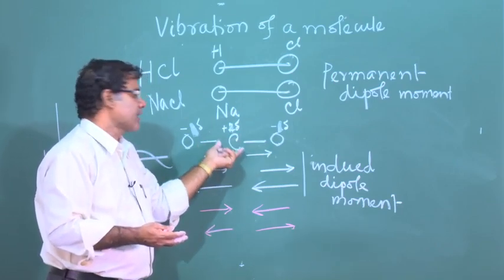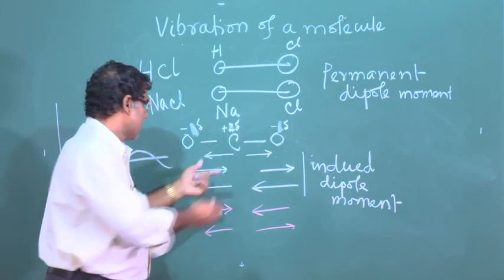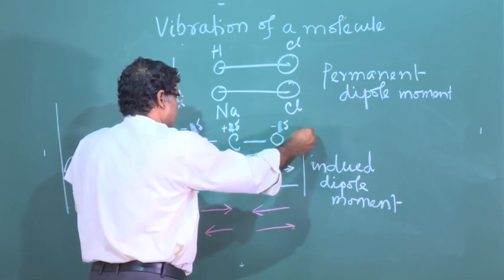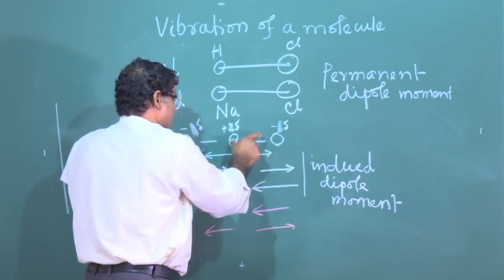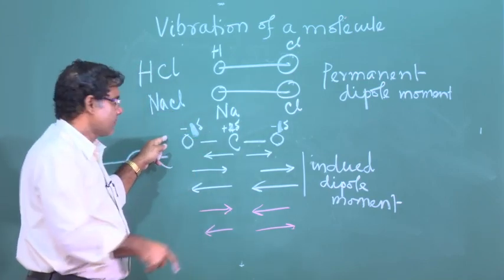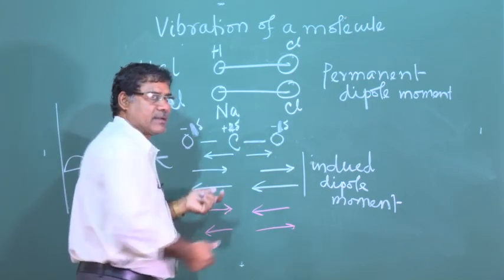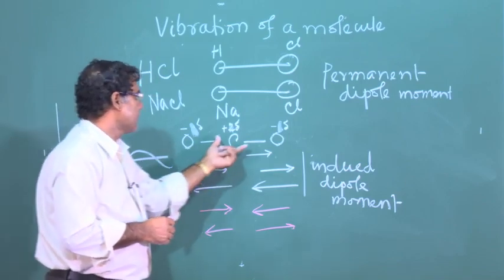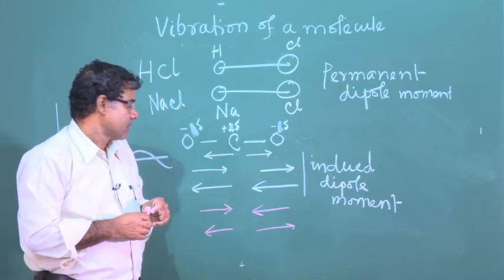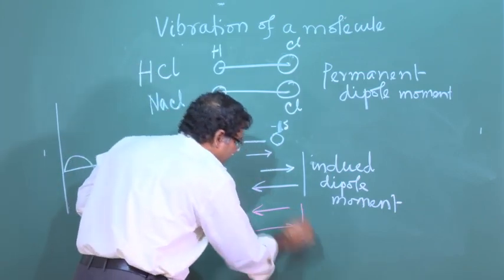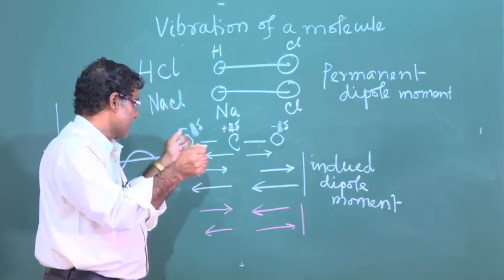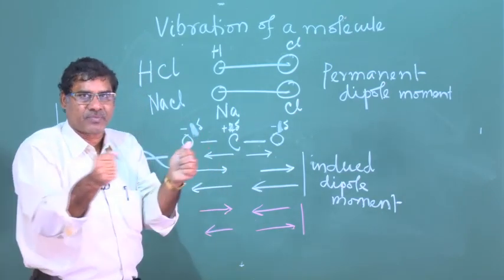There will not be any net dipole moment. Okay. So, the other way, when it is stretched, expanded, vibrating this way, going to the other side, this dipole moment also increases, and this dipole moment also increases, and the dipole moments are in opposite directions, they are the same. So, again there will not be any net dipole moment. So, this is basically called symmetric vibration. Okay. This is called symmetric vibration.